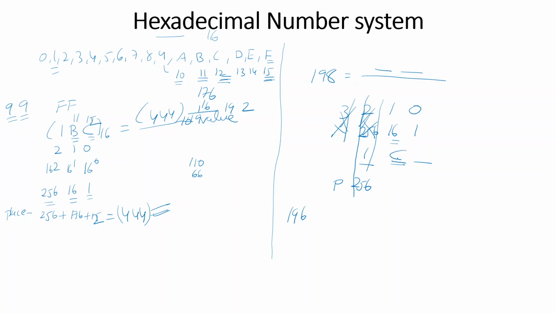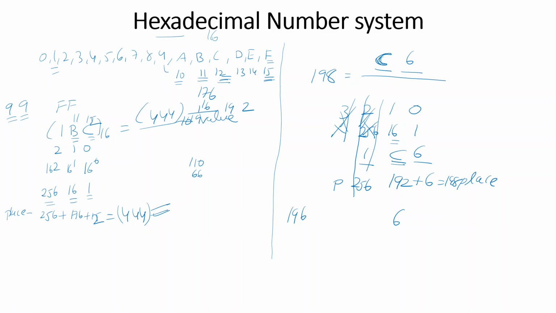Now the face value is C, 12. The position value is 16. 16 into 12 is 160 plus 32, that is 192. Now our place value is 192. Now how much is left? Here 6 is left. So what number can I write? 6. So this is 198. So the number 198 in hexadecimal is C6.